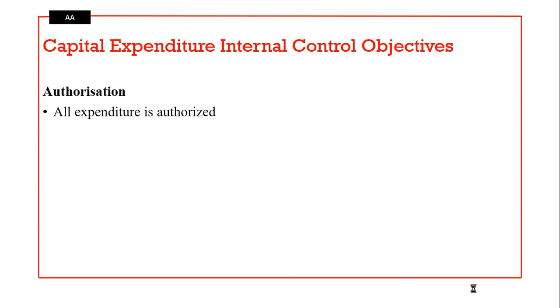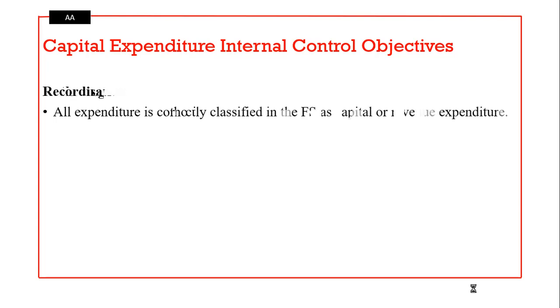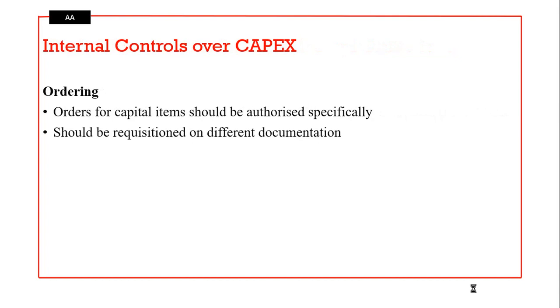All CAPEX must be duly authorized. A committee should sit. Remember, these involve huge outlays. The committee should be able to sit to authorize CAPEX. All capital expenditure must be recorded, classified in the financial statements correctly. There must be ordering. Orders for capital items should be authorized specifically.